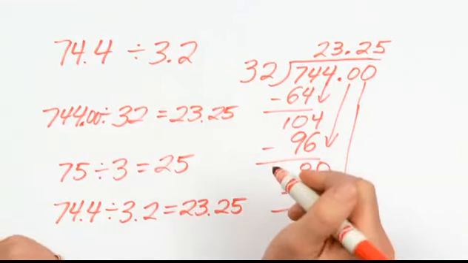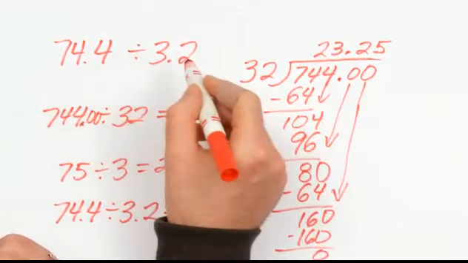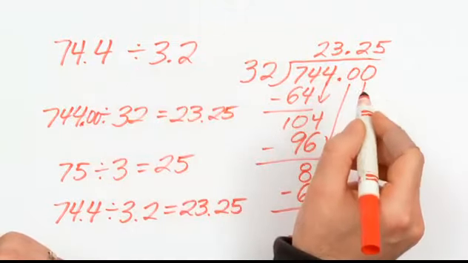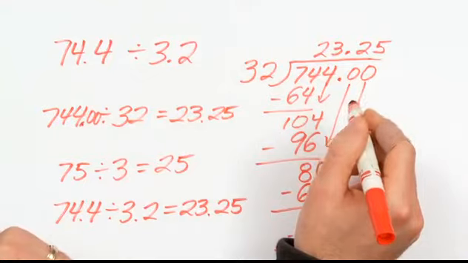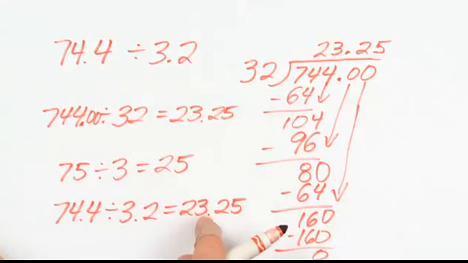So when we think about what we did, we ignored the decimal points at the start, did the long division of the whole numbers, and then considered where the decimal point went at the end. Hope that helps.